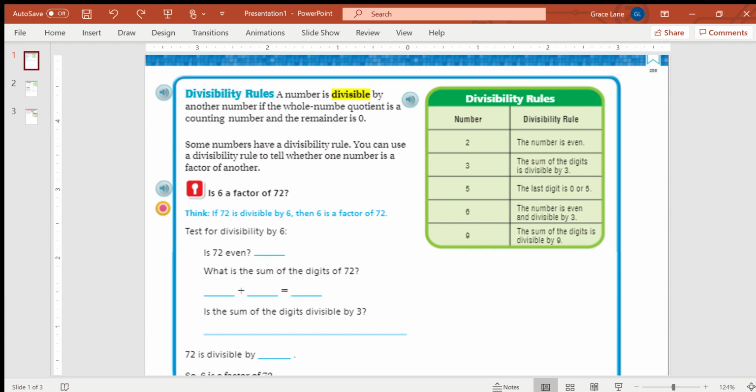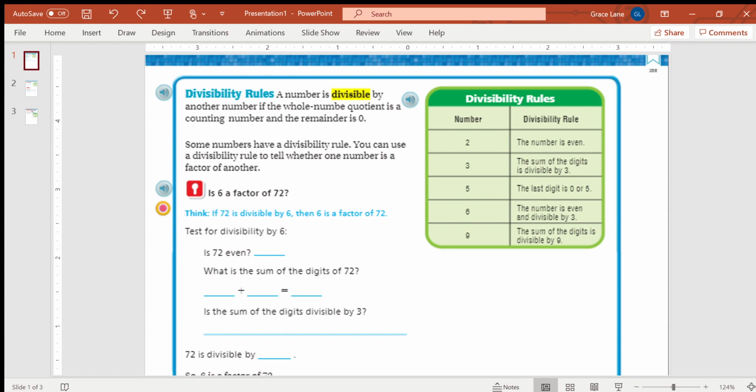Once you have your journal on page 286, we are looking at the top box first. We are going to be talking about something called divisibility. It sounds like the word division, but divisibility is talking about if a number is able to be divided by another without having a remainder. For example, if I asked you if the number 8 is divisible by 2, the answer would be yes, because 8 divided by 2 is 4, and there's not a remainder.